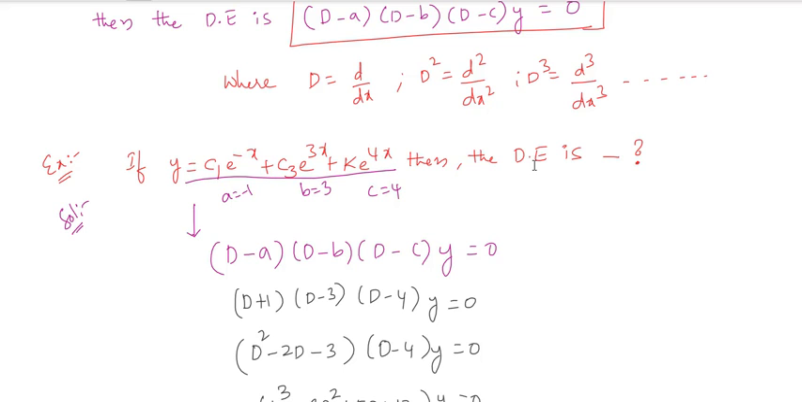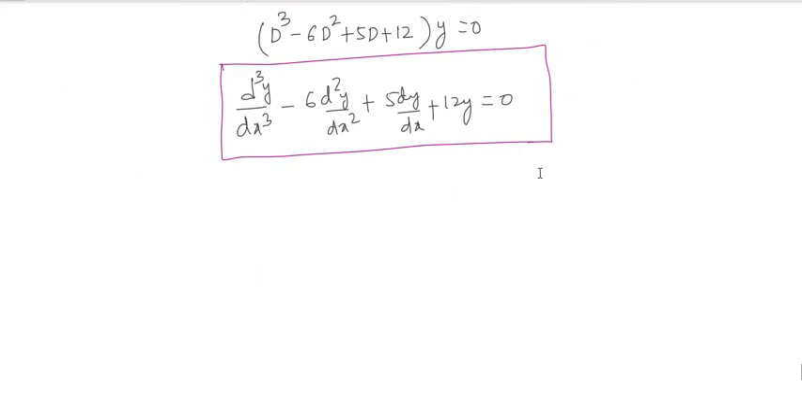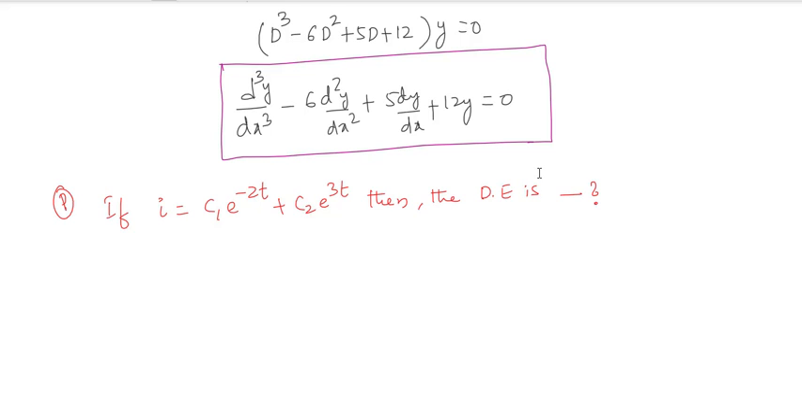Clear? Yeah. Can you try one more example with the same thing? Take down that. If i is equivalent to c1 e to the power of minus 2t plus c2 e to the power of 3t, then the differential equation is, this is the question. Earlier it was in terms of y and x, but here it is in terms of i and t. So now what will D be?